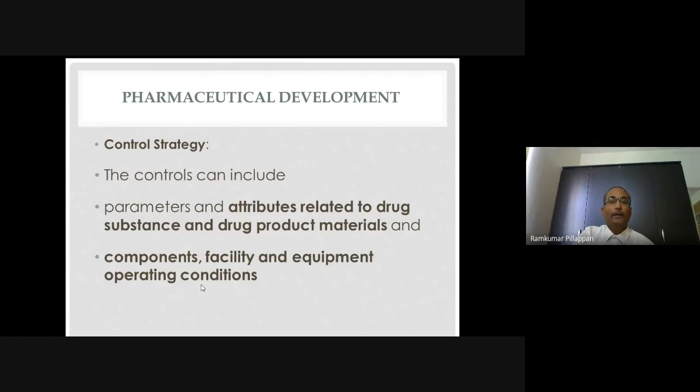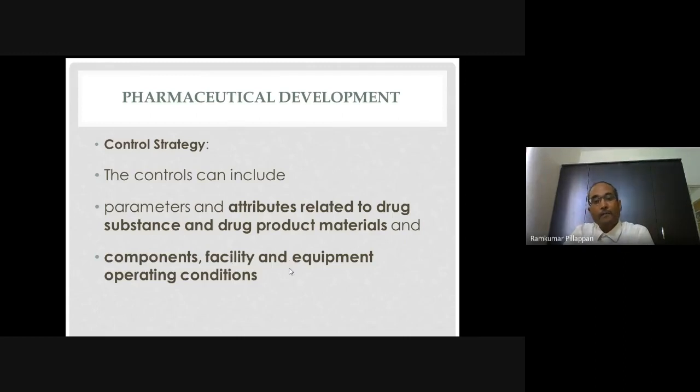Control strategies may also relate to the drug substance and drug product materials. It also includes components and facility. This is very important. I have not discussed it so far. See, the RH, the relative humidity in a factory, may affect the ODT, orally disintegrating tablet, or even granules packed in an HDPE bottle. So the RH will make or break the feasibility itself of such products. I have discontinued some of the ODTs because the plant has no sufficient control on RH, relative humidity.